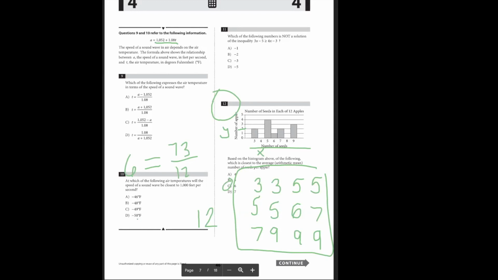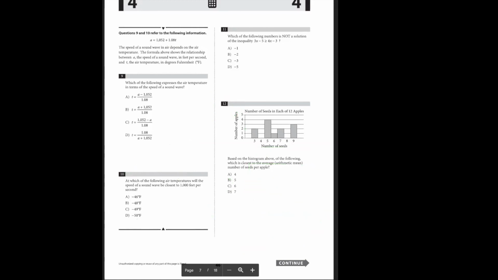My only tip for this question is to make sure that you know what you're counting. It's asking for the average of the number of seeds. So don't get confused with the average of apples, for example. That would be wrong. You have to find the average of the number of seeds, and this is the best way to do it. So that would be C, and I'm going to move on to the next problem or next page.